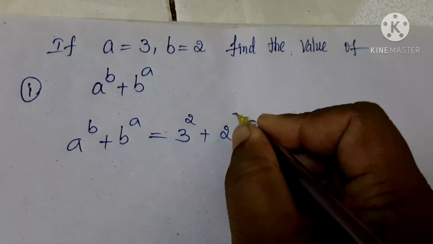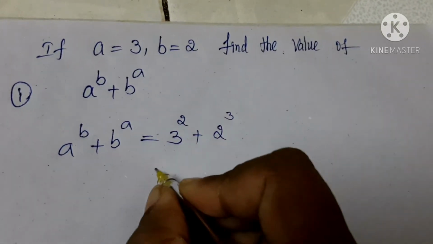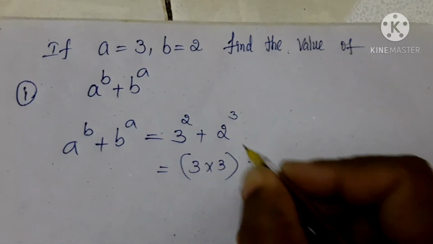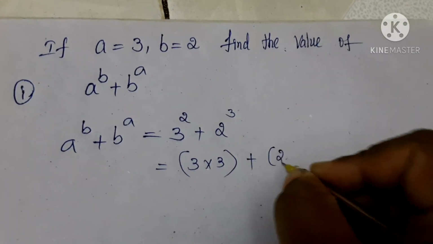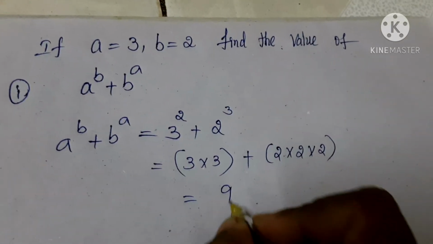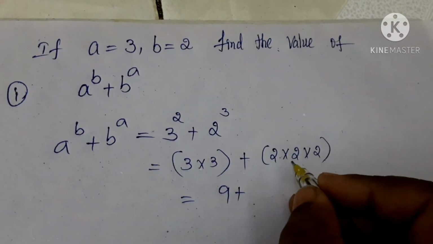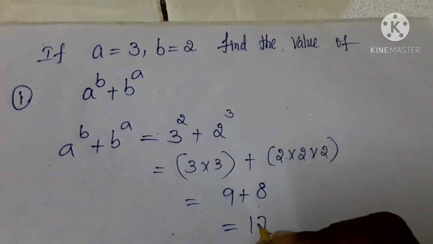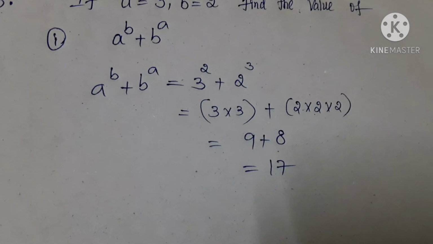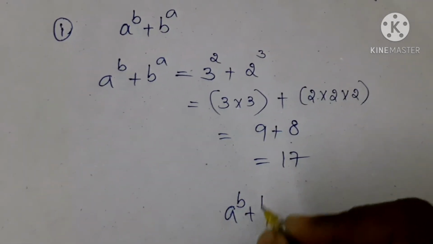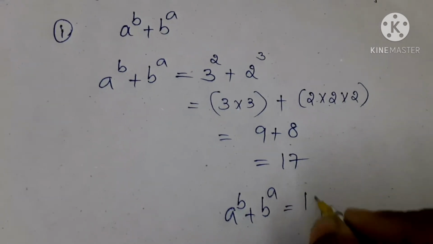3 square: how many times repeated? 2 times. Then 2 power 3: how many times repeated? 3 times. So 3 threes are 9, plus 2 twos are 4, 4 twos are 8. So the total is 17. Now this is very simple. a power b plus b power a equals 17.